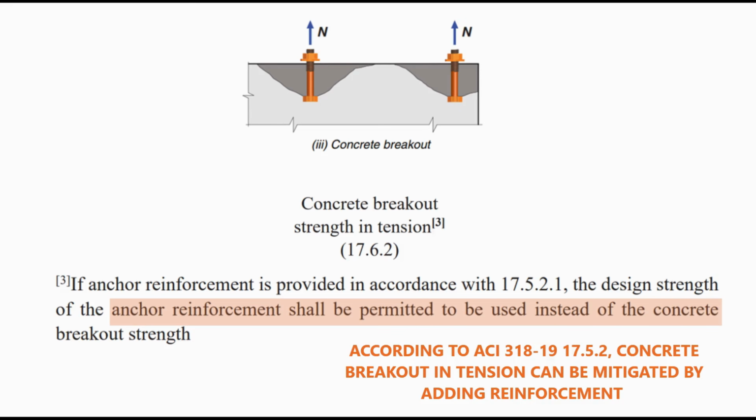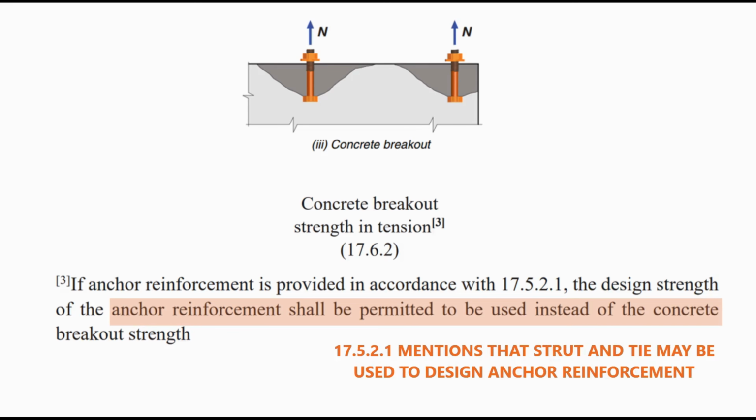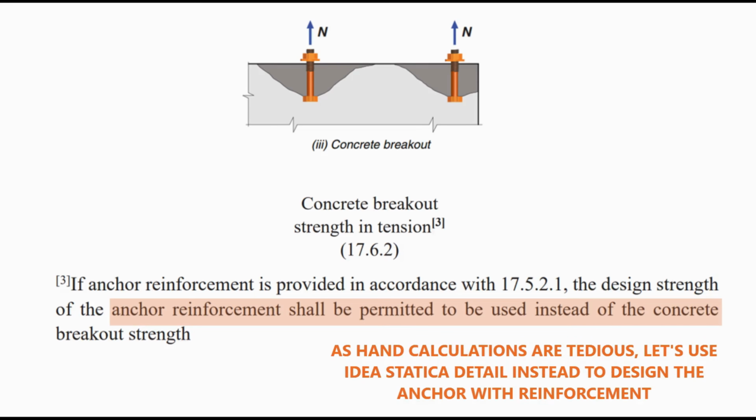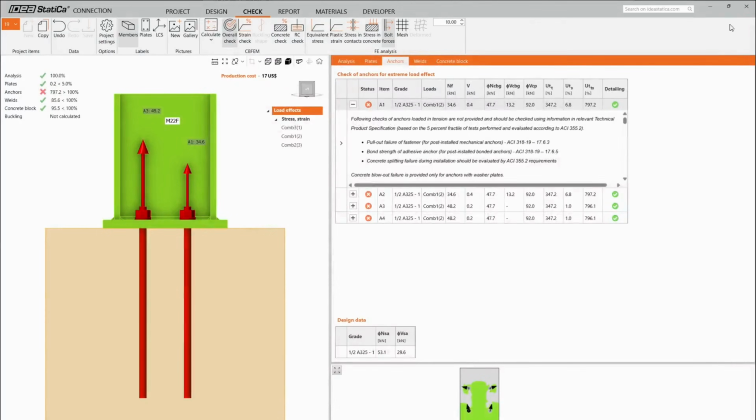According to ACI 318-19, 17.5.2, concrete breakout in tension can be mitigated by adding reinforcement. 17.5.2.1 mentions that strut and tie may be used to design anchor reinforcement. As hand calculations are tedious, let's use IDEA StatiCa Detail to design the anchor with reinforcement.